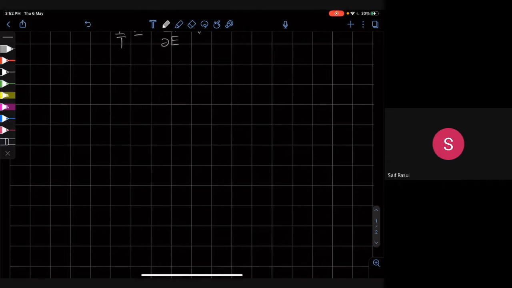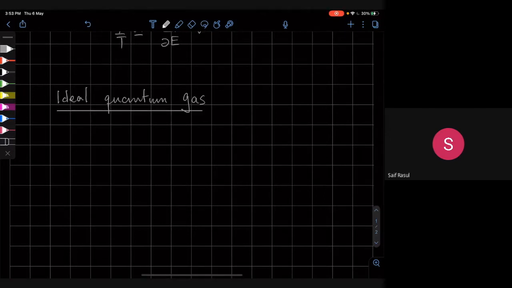So today we are going to talk about the ideal quantum gas. So what do I mean by ideal? I mean non-interacting. Okay, so ideal means here non-interacting.